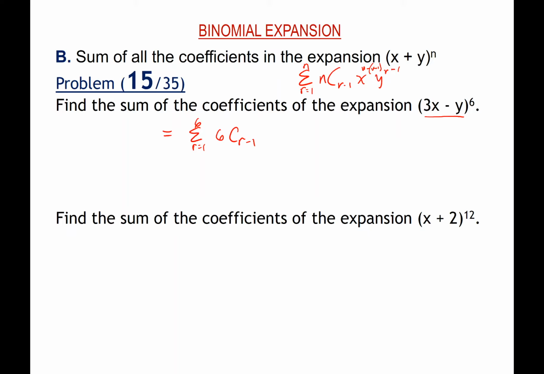Then we have 3x here, so we should write 3. Then we have minus 1 for the y, and we ignore x and y, because we're looking at the coefficients. So the exponent of 3: we know that the negative 1 is raised to r minus 1, and the exponent of 3 is 6 minus (r minus 1). We can use our calculator here.